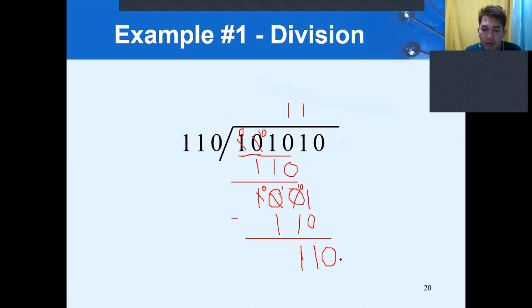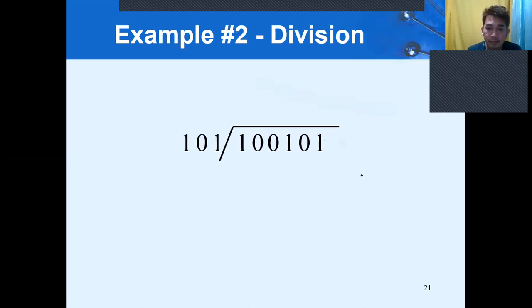Then bring down 0. Okay, 1, 1, 0 greater or equal to 1, 1, 0. Of course. So, similar na siya. Equal na siya. So, lagay ka na dito ng 1. Tapos, 1 times 1, 1, 0. 1, 1, 0. So, that will equal 0. So, that ends our division method for this particular problem. Another example.